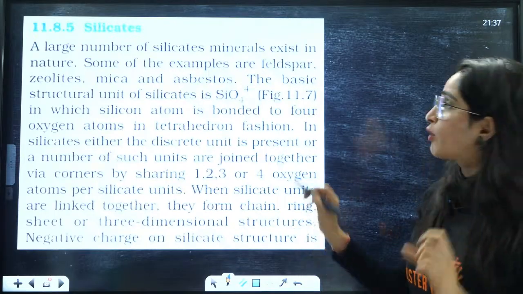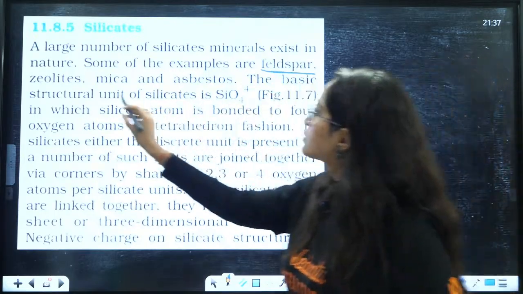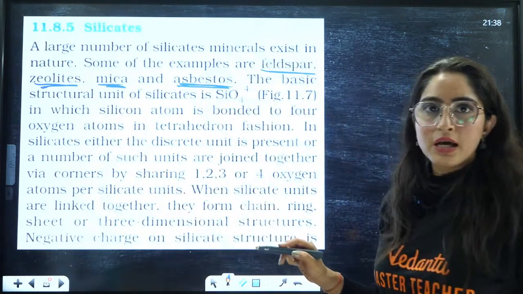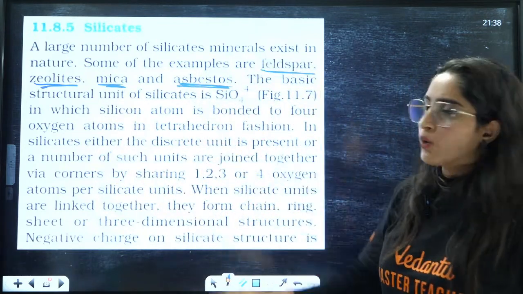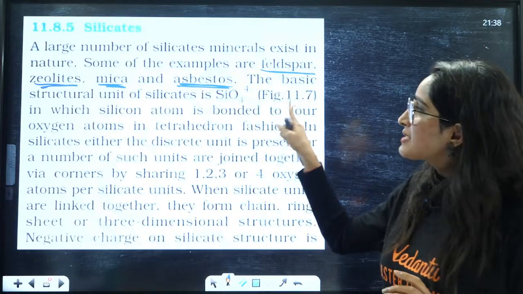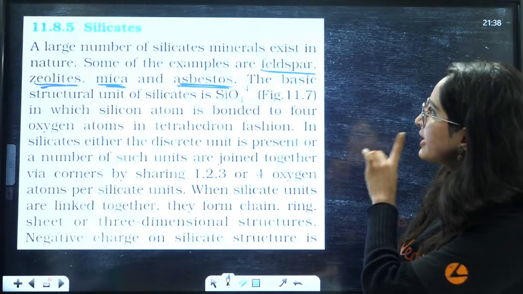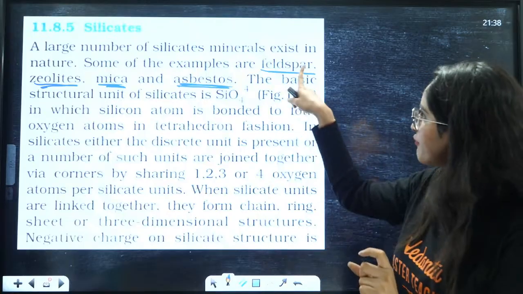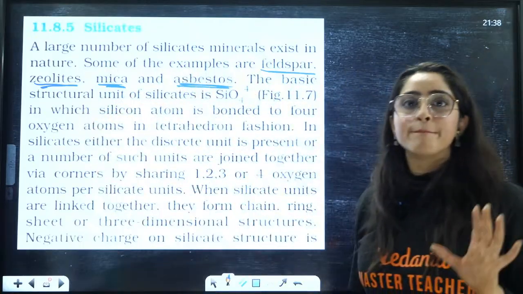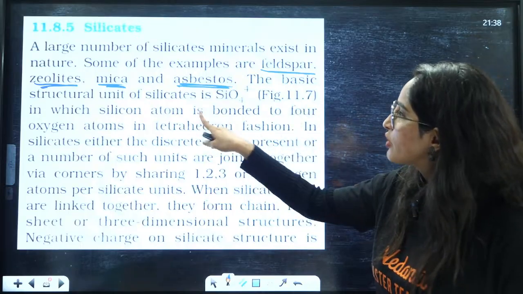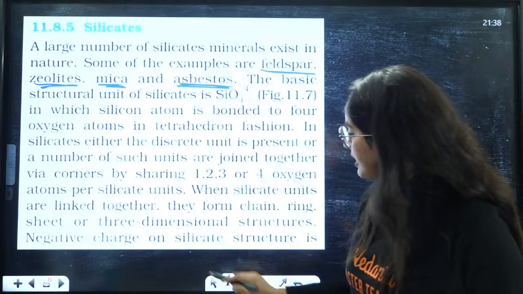Now, this is very important. Feldspar, zeolites, mica, and asbestos, right? From here, feldspar and zeolites are important. The names are important for you, that a large number of silicates exist. Some of the examples are feldspar, zeolites, mica. These examples are important. The basic structural unit of silicates is very, very important.